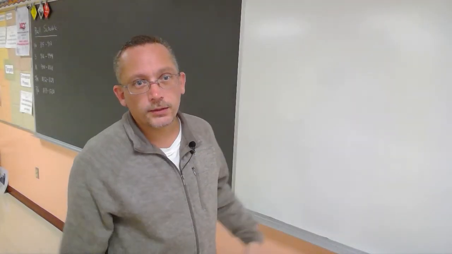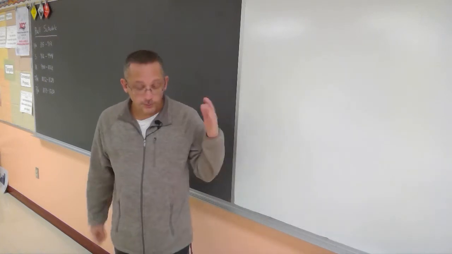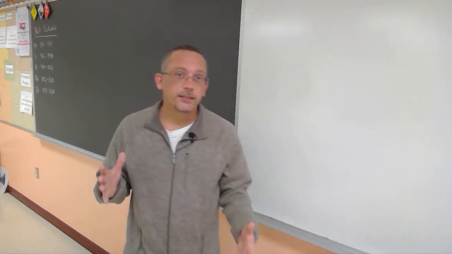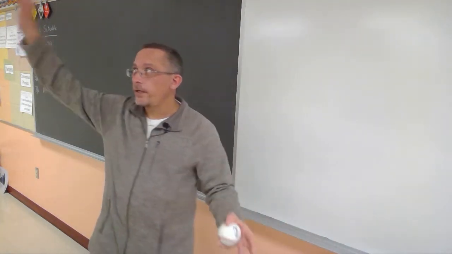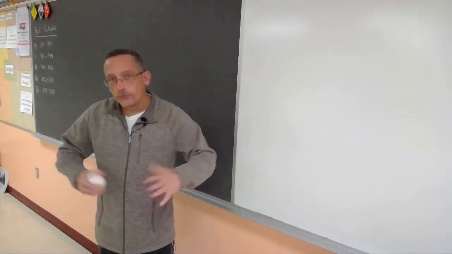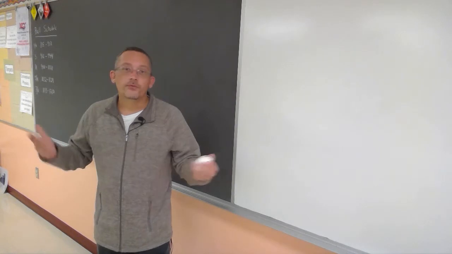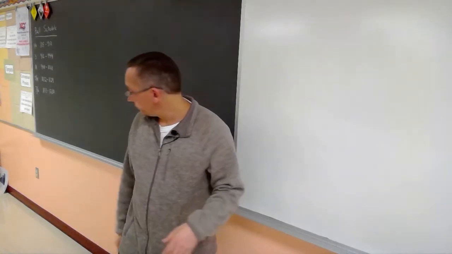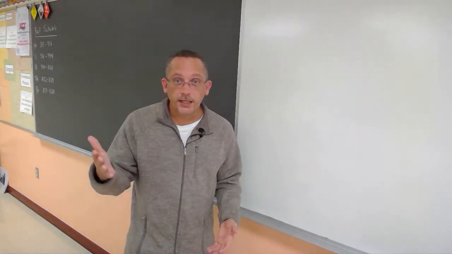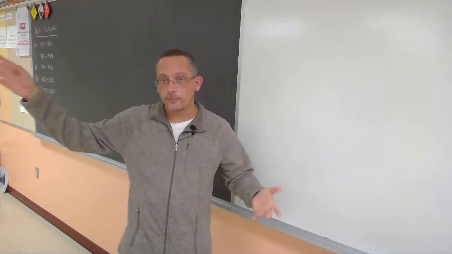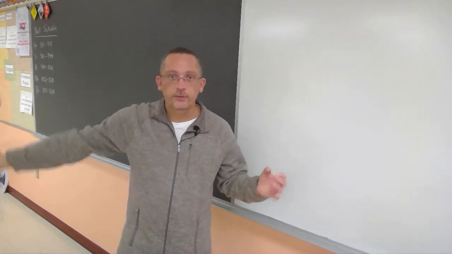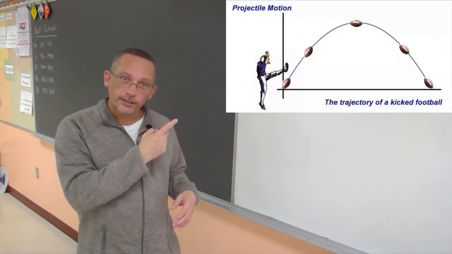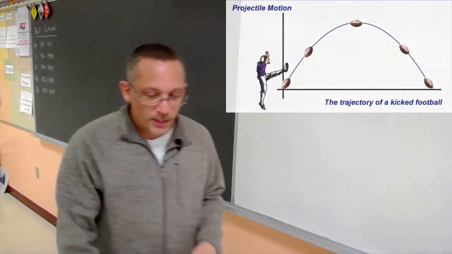Okay, so what is a projectile? A projectile is an object that is thrown or launched into the air, and it is moving under the force of gravity, something like this. A projectile is going to move in a parabolic path, right? It's going to go up, reach its high point, and then go down. You might see a picture like what you see right there.